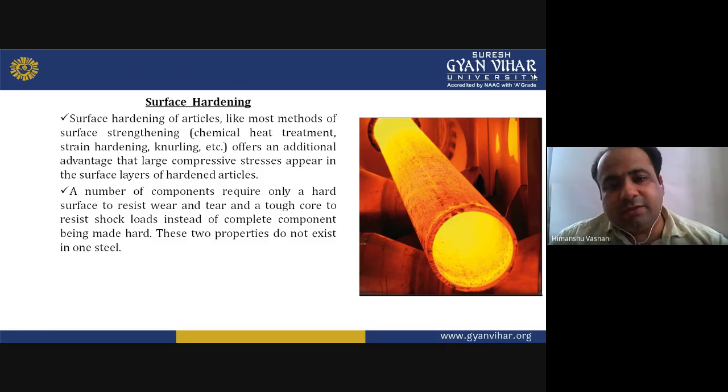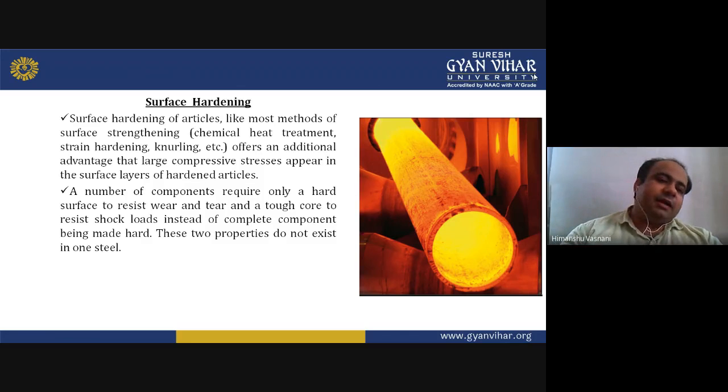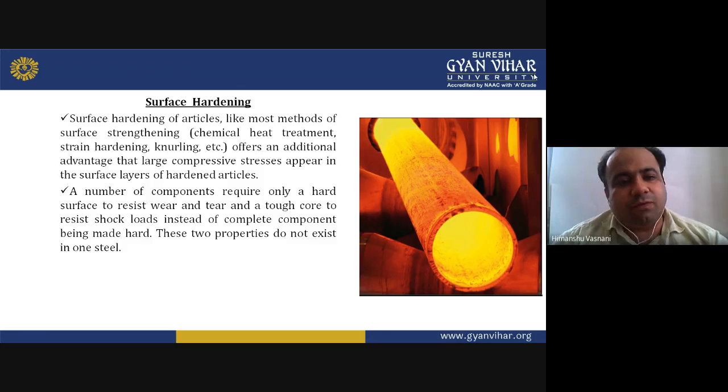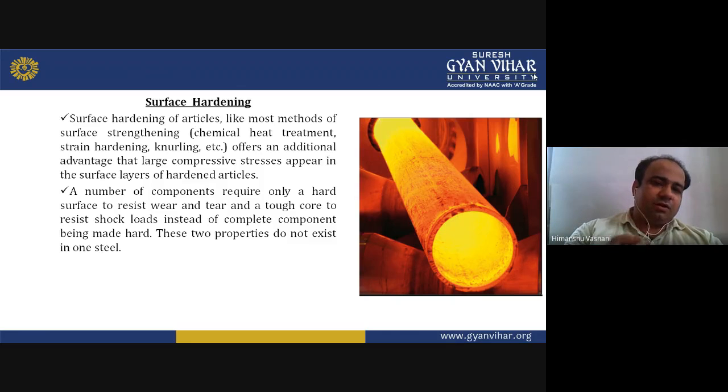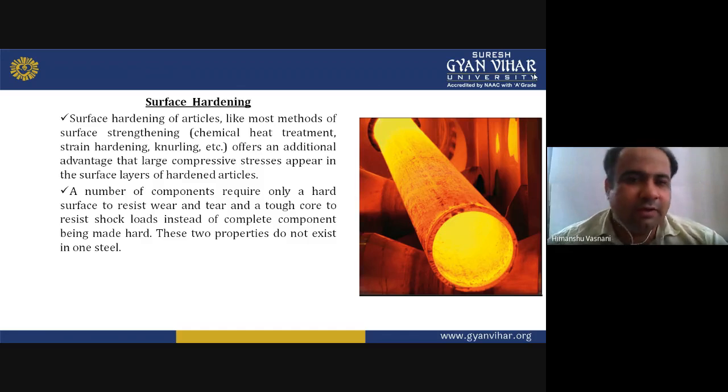Why do we require the hard surface? So that wearing and tearing can be resisted or avoided. And a tough core to resist shock and loads, instead of the complete component being hard. We know that these two properties, a hard surface and a tough core, do not exist in one common steel.